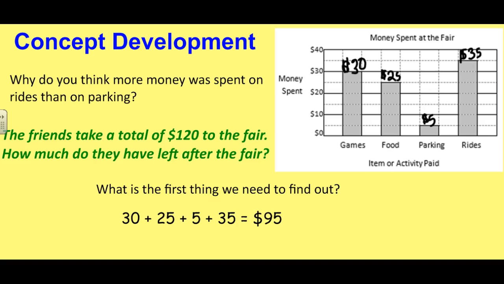So I want you to work out that problem now on your piece of paper to see how much money they have left after the fair, and push play to check your answer when you're done. So when you take $120 and you subtract $95 from that, you should have gotten $25. So that answered the question for how much money they have left after the fair.